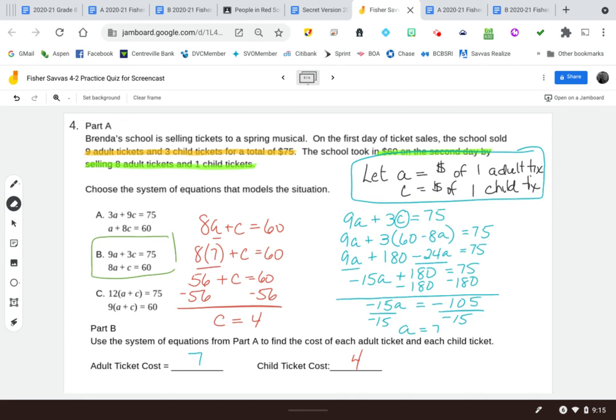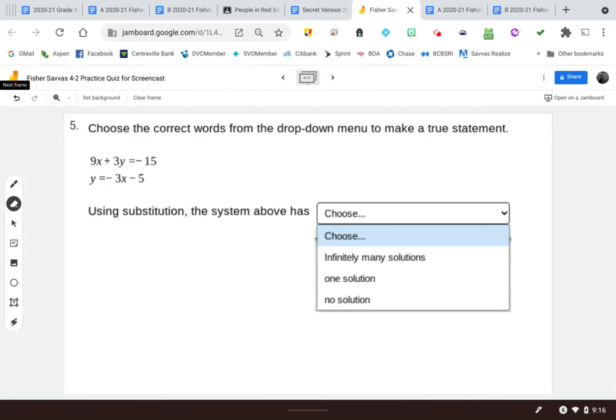Okay? All right, last but certainly not least, problem number 5. Choose the correct words from the drop-down menu to make a true statement. So you have the two equations, 9x plus 3y equals negative 15, and y is equal to negative 3x minus 5. As you can see, this particular system of equations is set up perfectly for substitution because you have the variable y is equal to this expression, negative 3x minus 5. So I'm going to take that expression and I'm going to substitute it into y in that top equation.